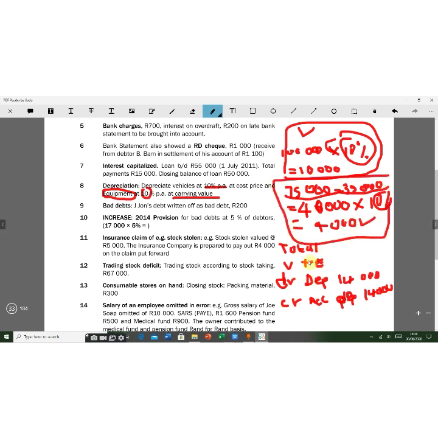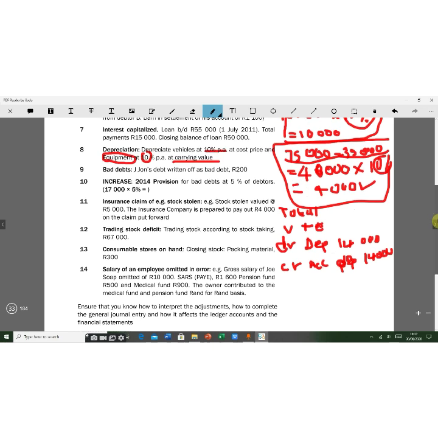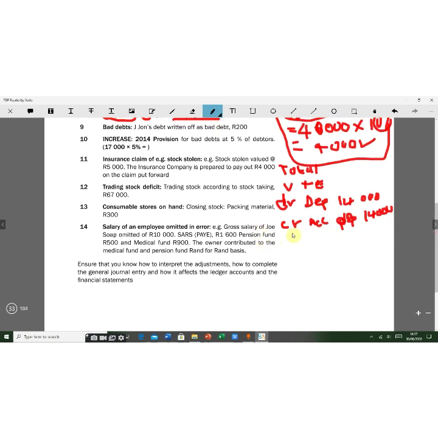Your total depreciation for the year will be 10,000 plus 4,000, which will result in 14,000. So when you record in the general journal, you debit depreciation 14,000 and then you credit accumulated depreciation 14,000.